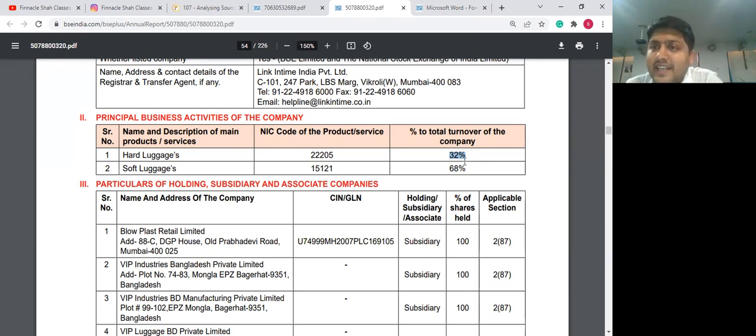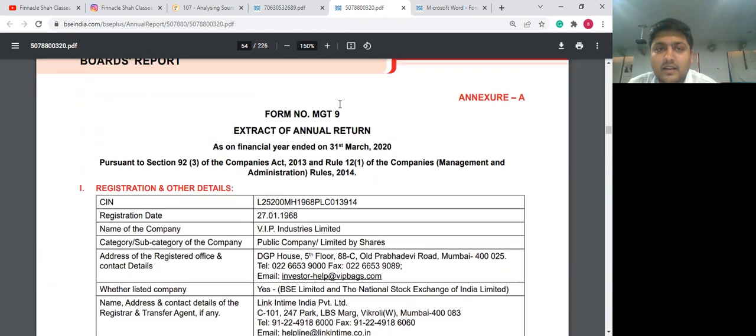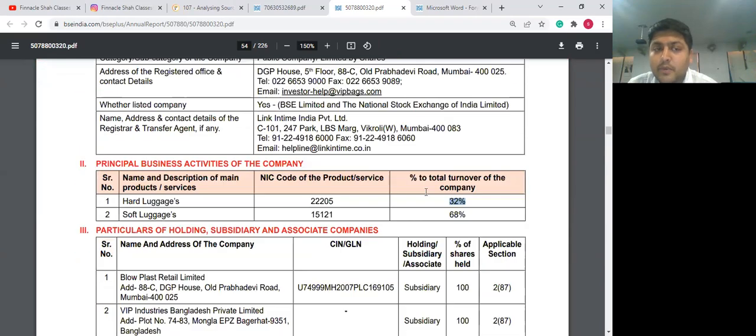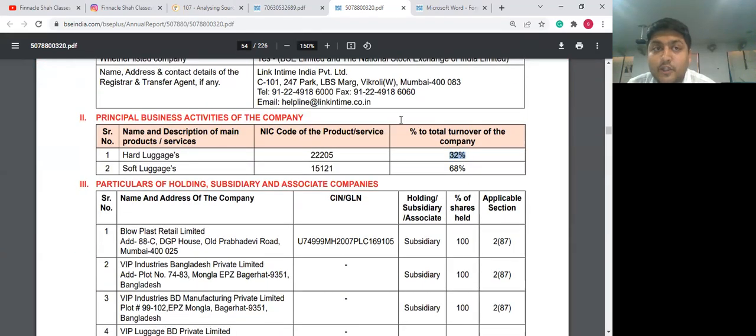Now, what these data points can teach us is by conducting a time series analysis and creating a heat map of the composition at product level, which I was talking about when it came to PVR. We have in fact done this analysis for you. Now, remember, this is year 2020. In 2020, the hard luggage contribution is 32%.